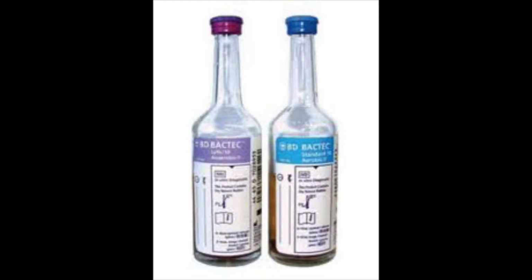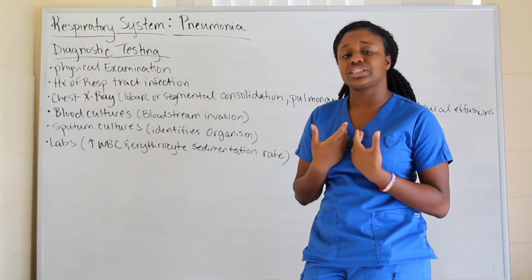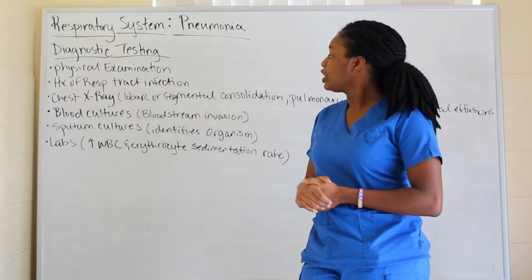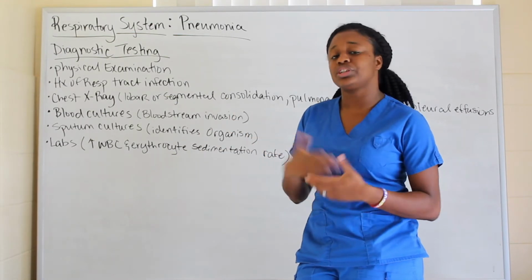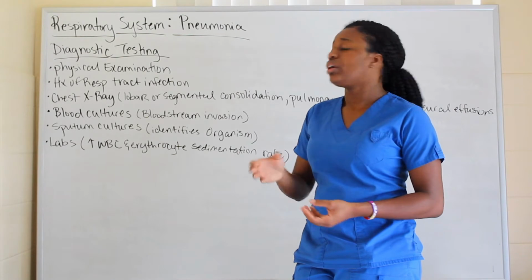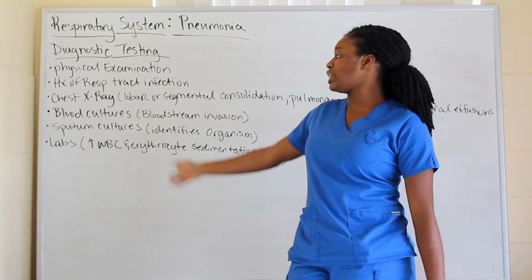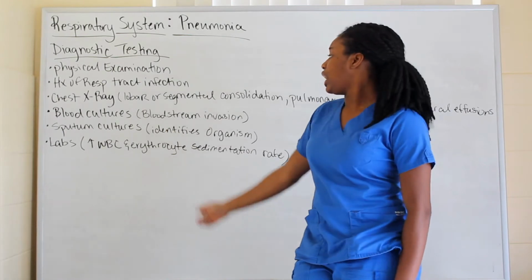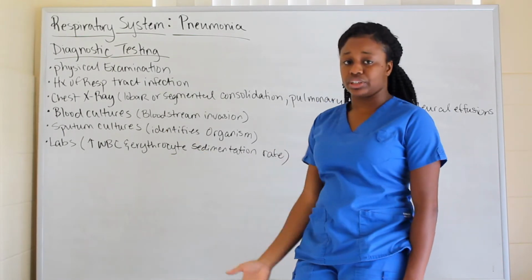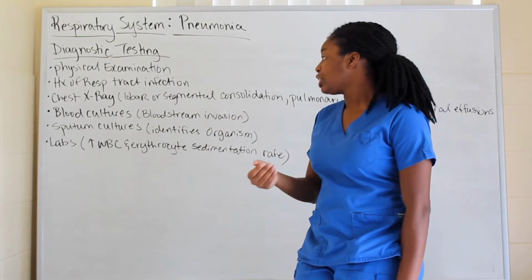Also, your blood cultures. Your blood cultures are pretty much used to see if there's a bloodstream invasion, if that bacteria has invaded into the bloodstream. You also want to do sputum cultures, because your sputum culture is what's going to identify the organism itself. And then you have your labs. With your labs, you're going to see an elevated white blood cell count and erythrocyte sedimentation rate. Those are the things you should expect to see on your labs.